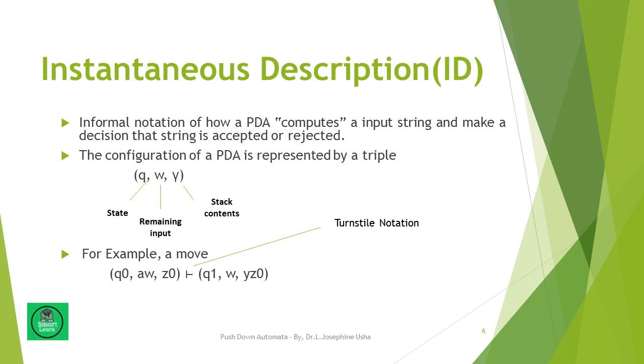After this move, the configuration will be Q1, W, YZ0. That means after consuming the current input symbol A, it goes to the state Q1, and the stack content will be YZ0. This is possible if and only if you have the transition delta of Q0, A, Z0 equal to Q1, YZ0. So we use this notation, the instantaneous description, for processing the input string.